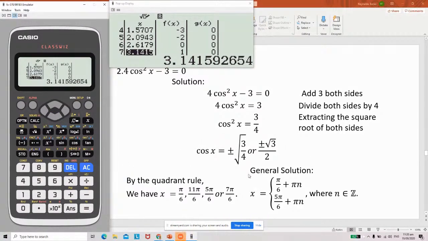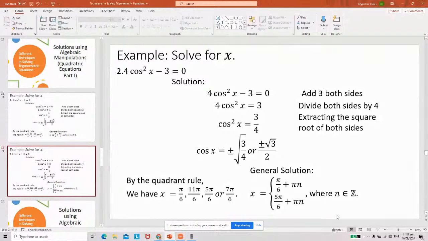O dahil si pi over 6 plus pi, pag nagdagdag ka dyan ng pi, so 6 over 6 yun, no? So 6 plus 1 is 7 pi over 6. Nadaanan na si 7 pi over 6. Okay po? And then this one, 5 pi over 6. Pag nagdagdag ka ng 6 over 6 pi, 5 plus 6 is 11 pi over 6. So yun na siya. So ito na yung general solution, where n is any integer. Okay po? So, next.